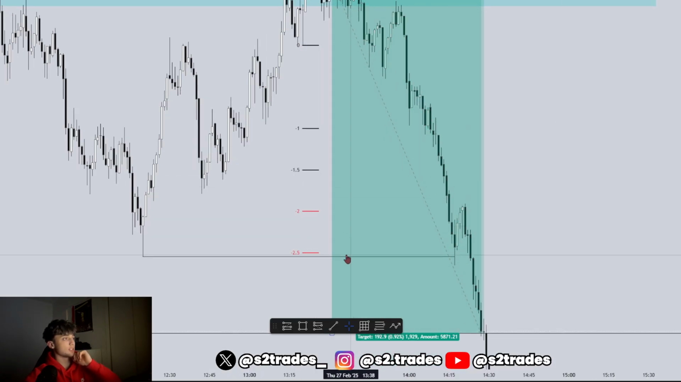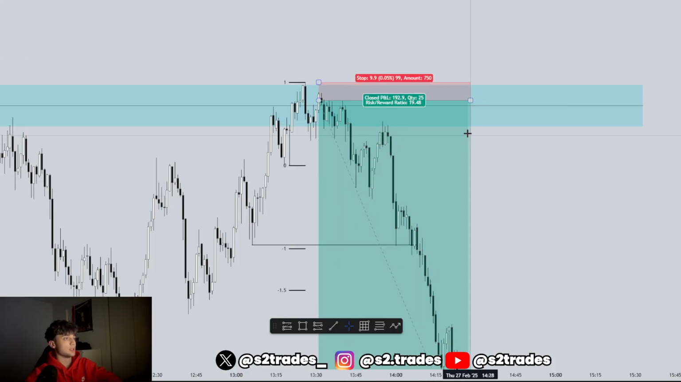This would have been a trade in itself. Partial right there at this negative 2.5. Partial at this negative 1 you could have taken, right? Stops to break even, and you know the drill.